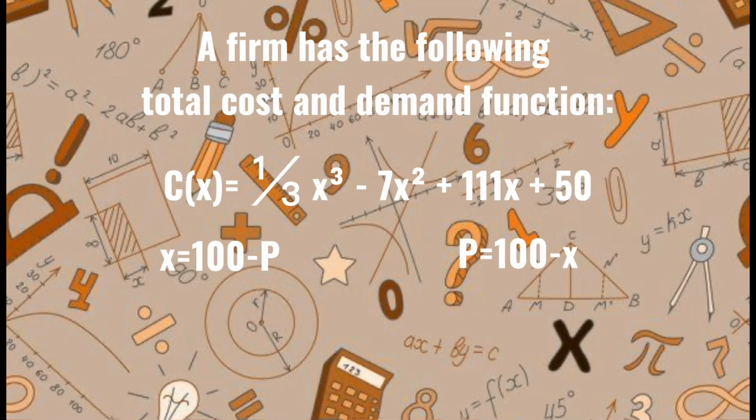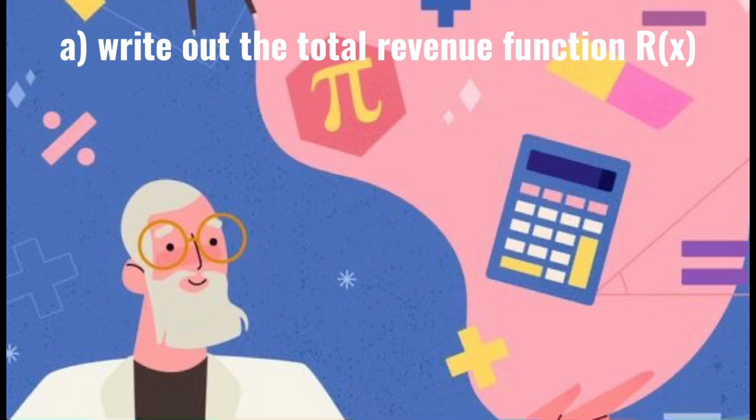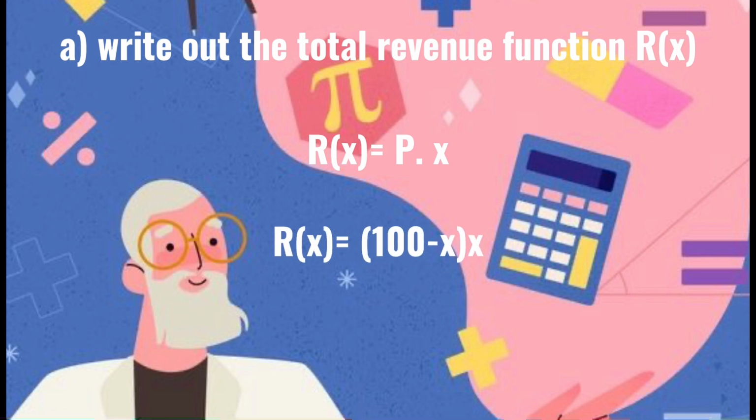For the second question, we are given the total cost and demand function. For the demand function, I changed it from x equal 100 minus p to p equal 100 minus x, because it makes it easier for us to calculate the following questions. For a, we need to write out the total revenue function, which is R. We need to multiply p times x, so p is 100 minus x, times x, and the answer will be 100x minus x squared.